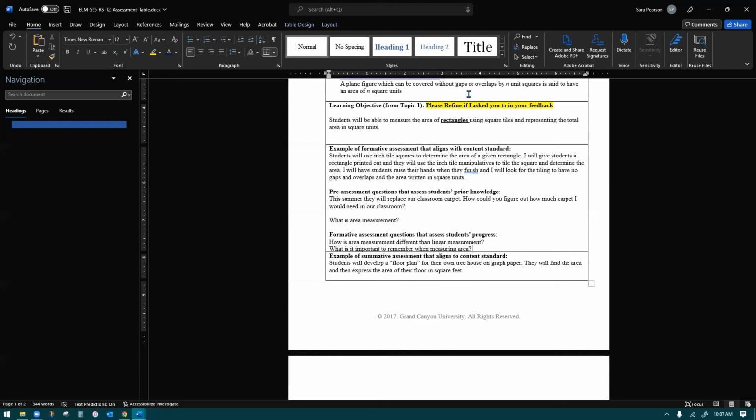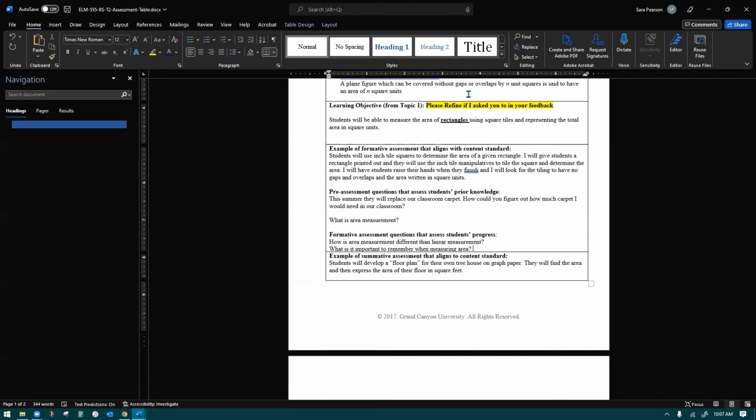Learning should be fun, school should be fun, so make it fun. So in my example, students are going to develop a floor plan for their own treehouse on graph paper. Because this is summative, I would have gotten past rectangles and moved into rectilinear figures, where there are multiple rectangles maybe connected together.